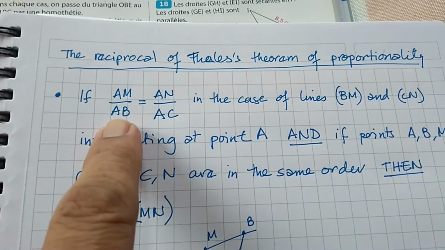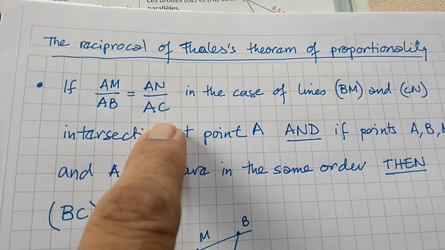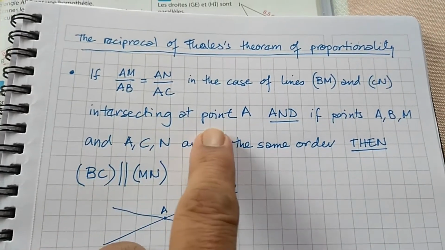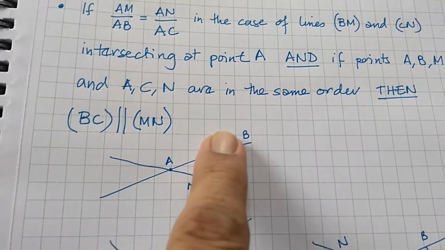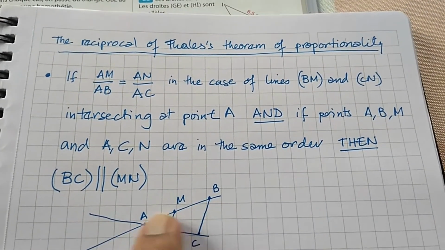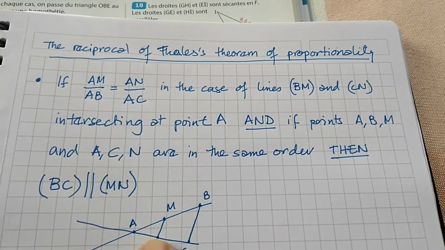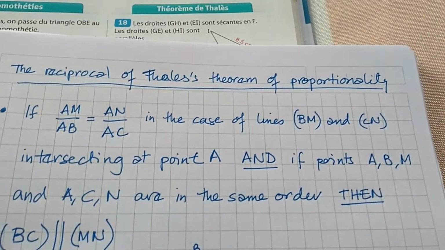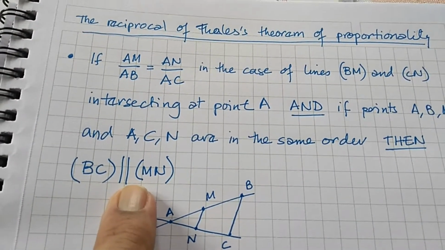If AM over AB is equal to AN over AC, in the case of lines BM and CN intersecting at point A, this is the drawing, and if points A, B, M and A, C, N are in the same order, then BC is parallel to MN.